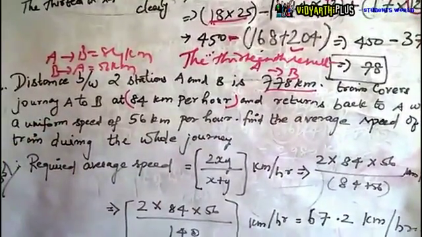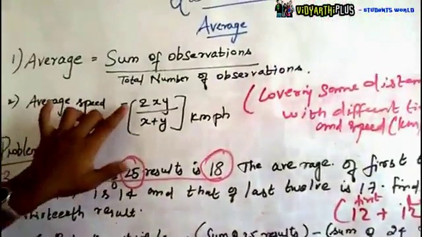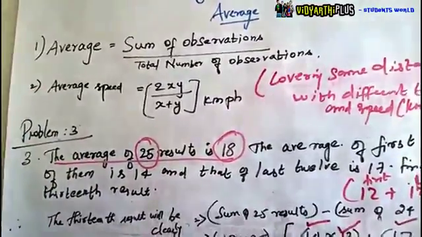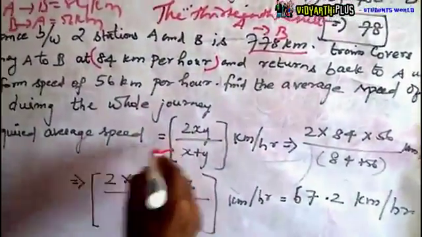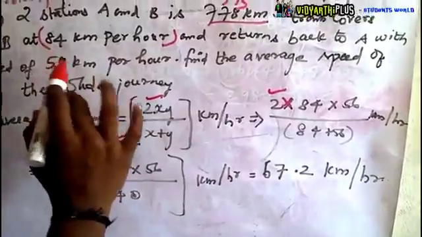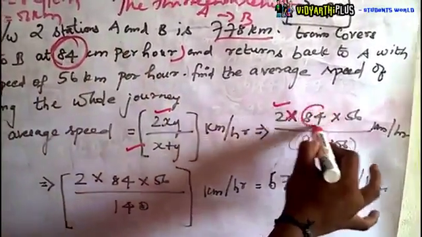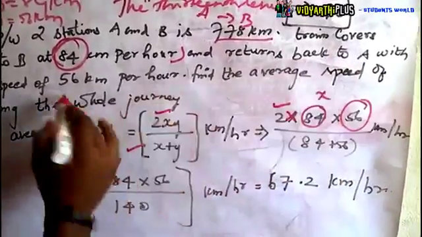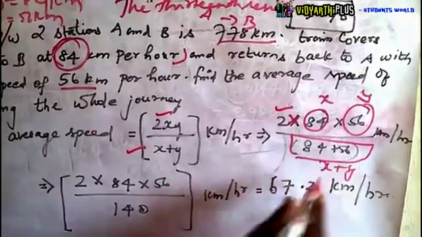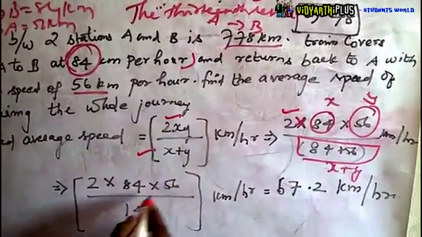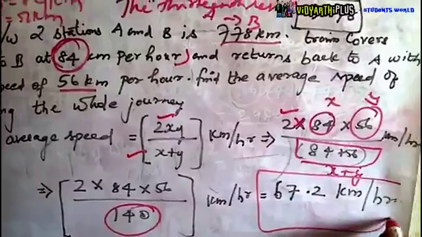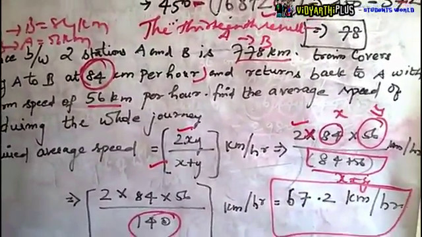As I have already told you, to find the average speed there is another formula in average, that is 2xy divided by x plus y, in kilometers per hour. Here we are going to use that formula. Therefore, the required average speed is 2xy divided by x plus y kilometers per hour. The speed from A to B is 84 km, so that is x, then 56 is y, from B to A. By substituting these values, x plus y will be 140. By cancelling, we get 67.2 km per hour. That is the average speed of the whole journey.